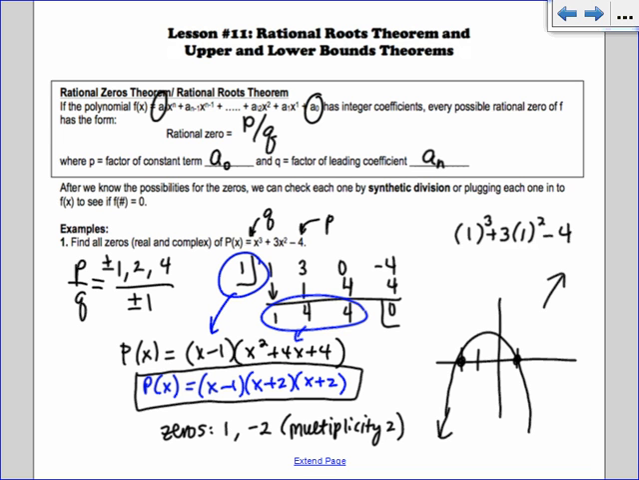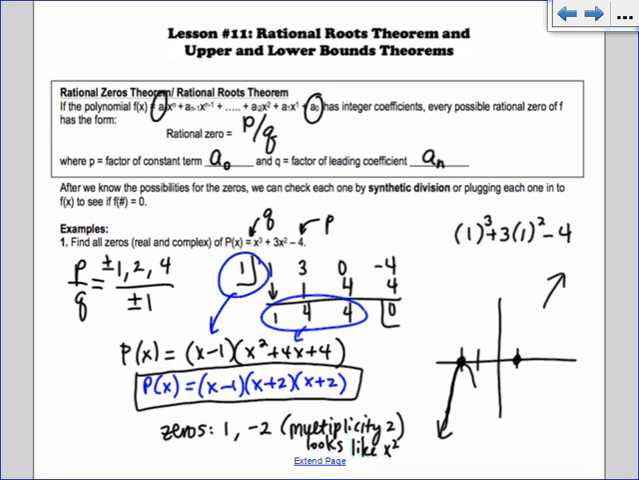And then, wait a second. It should end up over there. So it has to bounce somewhere. It's going to bounce at the -2. So basically, whenever it has multiplicity 2, it looks like x squared on the graph. So it's going to go up, hit it, and bounce back down. It's going to look like a parabola right there at that zero. And then it's going to go down.